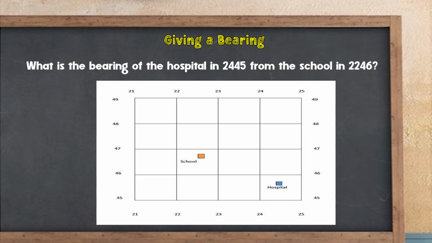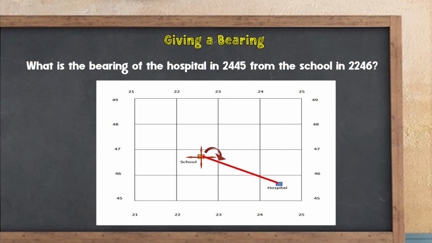Look at the grid below. What is the bearing of the hospital in 2445 from the school in 2246? The first step is to figure out the start and end points. Since we're going from the school, our starting point is the school. Our end point is the hospital. Next, we draw a cross directly over the school. Then, we draw a line from the middle of the cross to the middle of the hospital.